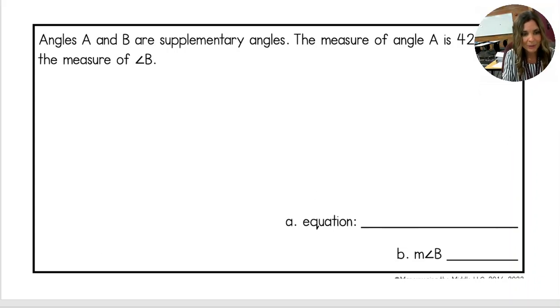We're almost done with our notes, and then you guys will have some practice assignments that you need to do on your own. Angles A and B are supplementary. The measure of angle A is 42. Find the measure of angle B.